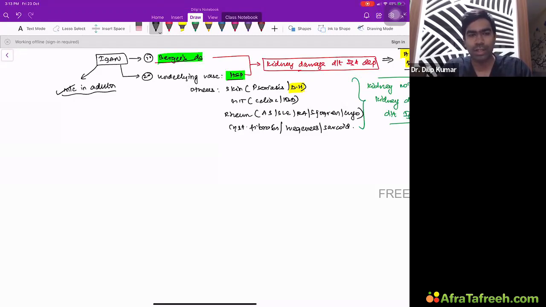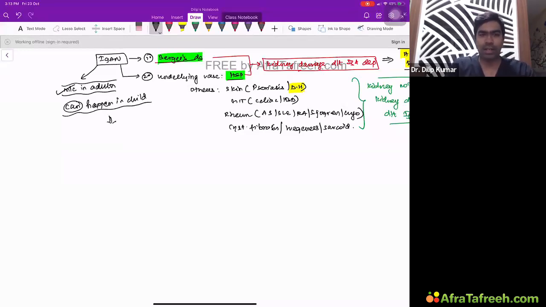But it's not like IgA nephropathy happens only in adults. It can happen in children also. Even though it's common in adults, it can happen in children as well. Children typically present in two ways. If you take the clinical features, remember there is no specific clinical feature as far as IgA nephropathy is concerned. They don't have a clinical feature on their own. They are going to come with a nephritic or nephrotic presentation.